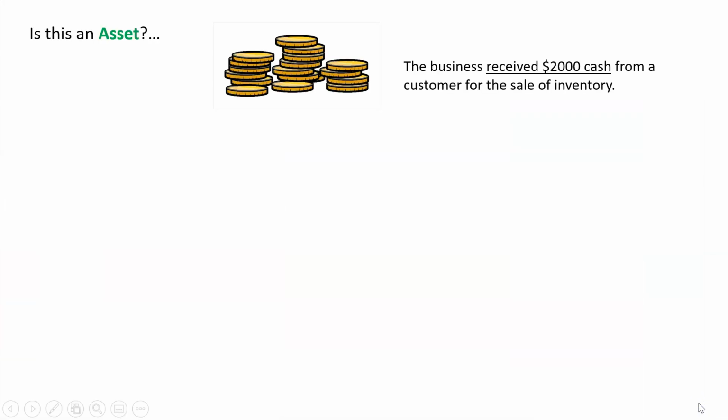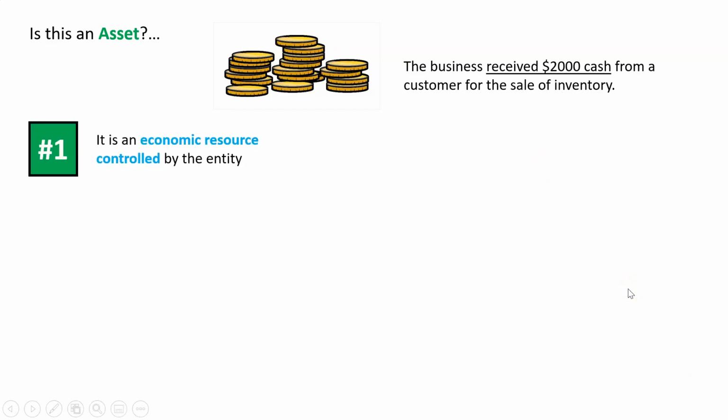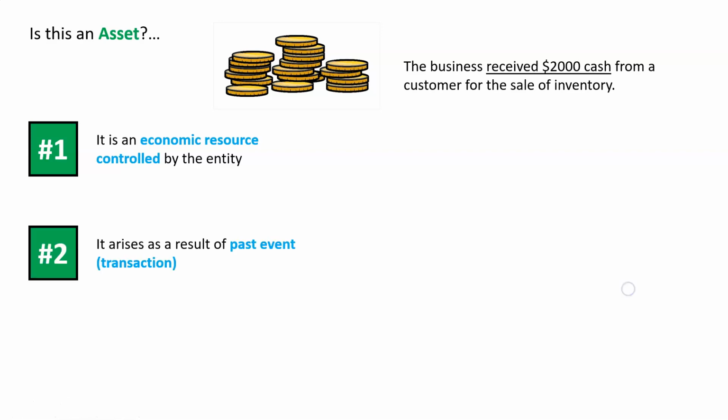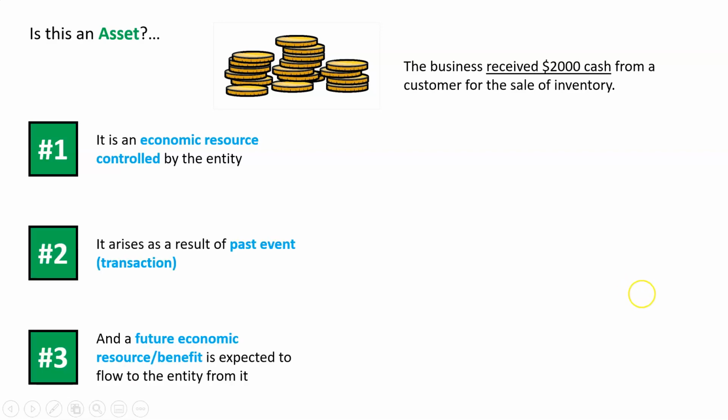So, is this an asset? The business received $2,000 cash from a customer for the sale of inventory. Is that $2,000 cash an asset? And the 3 tests are: economic resource controlled by the entity, past event, future economic benefit. So just take it one step at a time.